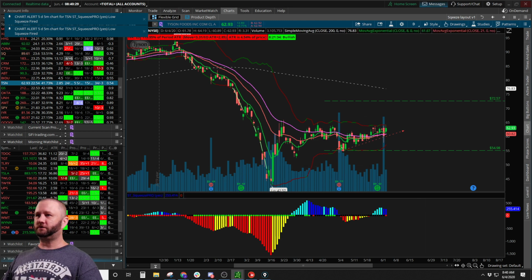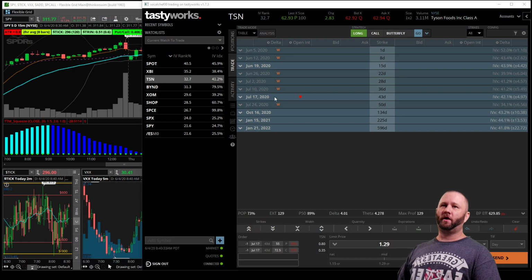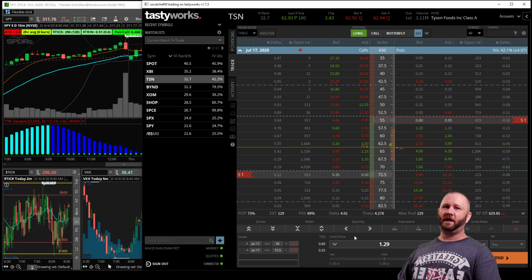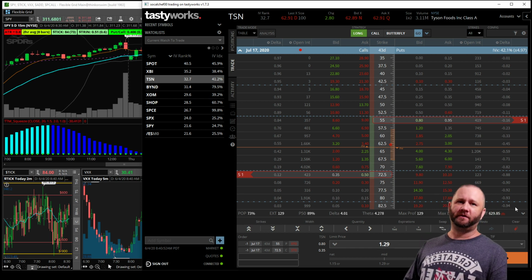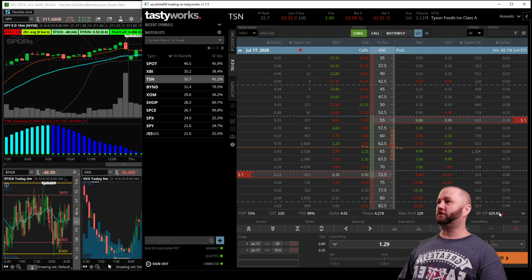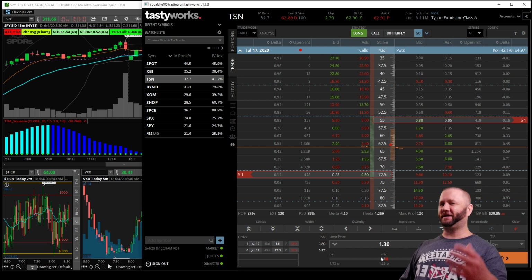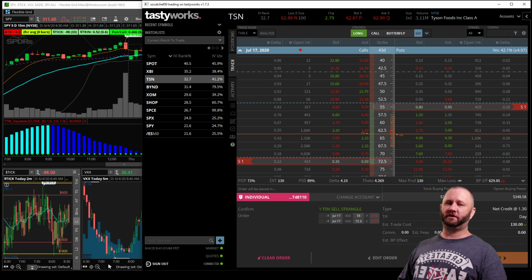Okay. So let's get back over to here. All right. So I'm looking in July, and I'm going to skew this a little bullish because Tyson has been trending up, making higher highs, higher lows. So this is a good probability, 73 pop and an 89 P50, right? Slightly long at 4 deltas. Credit I can get is about $1.29, and the buying power is only $629. So I'm going to go ahead and put this one on. I'm going to try to get $1.30 out of this. So I'm going to move it up to $1.30.